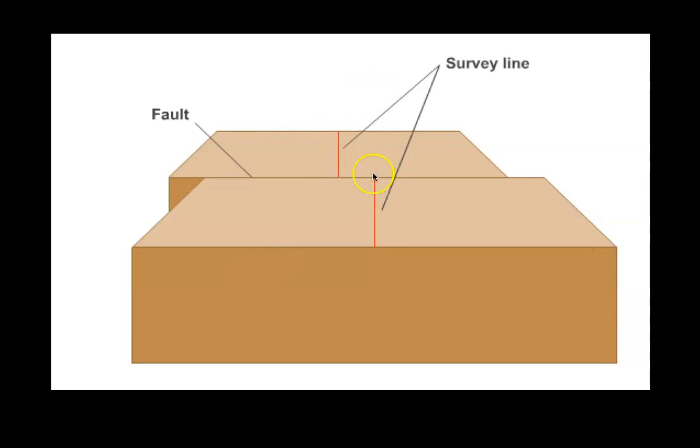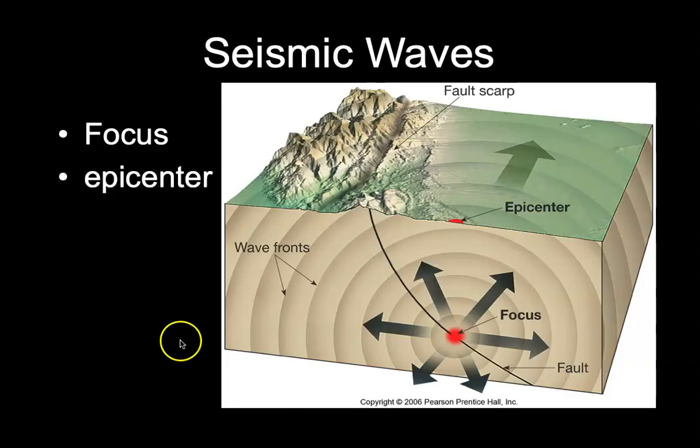The survey line could have been a fence, it could have been a highway. Any example of something crossing a fault has been ruptured. This energy travels in the form of seismic waves.